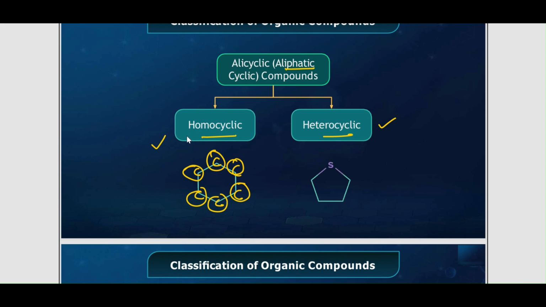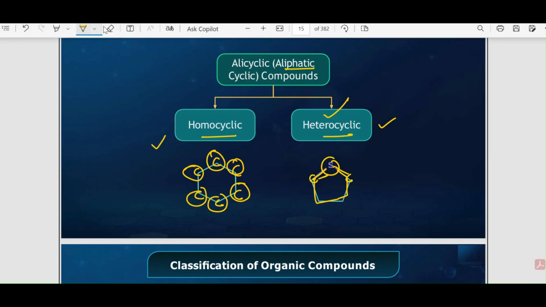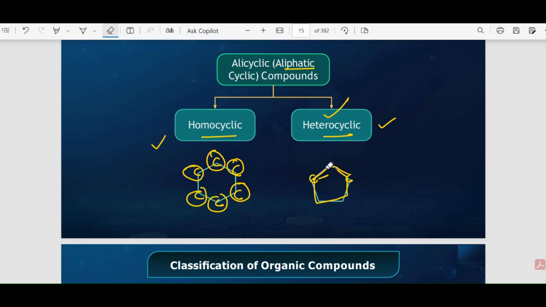One type of atoms are present with the carbon in the cyclic compound. When it comes to heterocyclic, carbon is linked with atoms other than carbon. For example, here carbon is attached with the sulfur in the closed form. Clear? Therefore, it is called a heterocyclic compound.